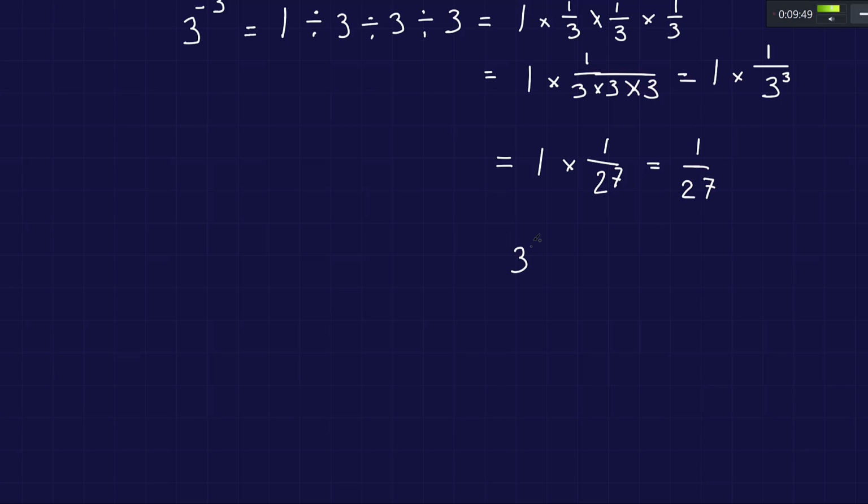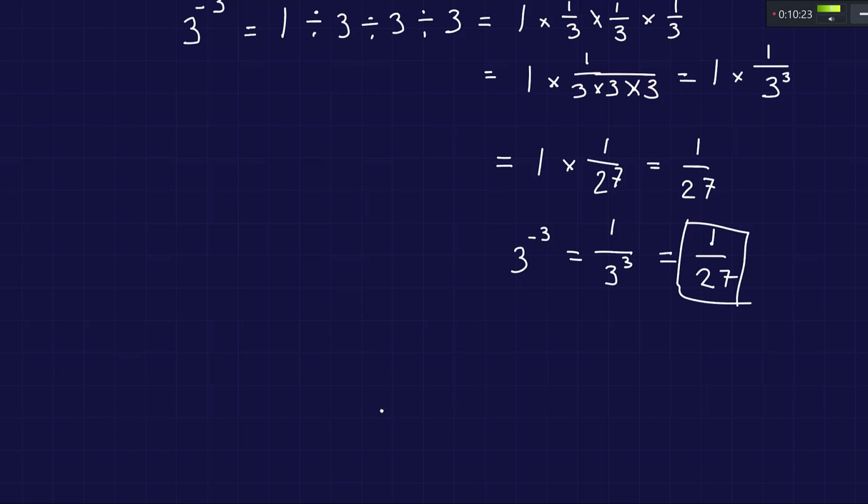So again, 3 raised to the negative 3rd is equal to 1 over 3 raised to the 3, which equals 1 over 27 as our answer. So just to reiterate, a positive exponent means you multiply by the base that number of times, and a negative exponent means you divide by that base the n number of times.